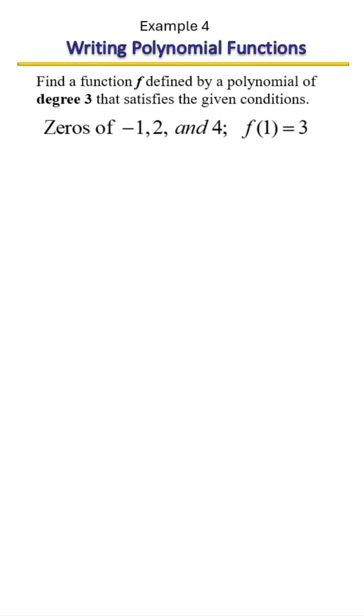Find a function f defined by a polynomial of degree 3 that satisfies the given conditions: zeros of -1, 2, and 4, and f of 1 equals 3. So here's a scenario where they actually gave us all the zeros.